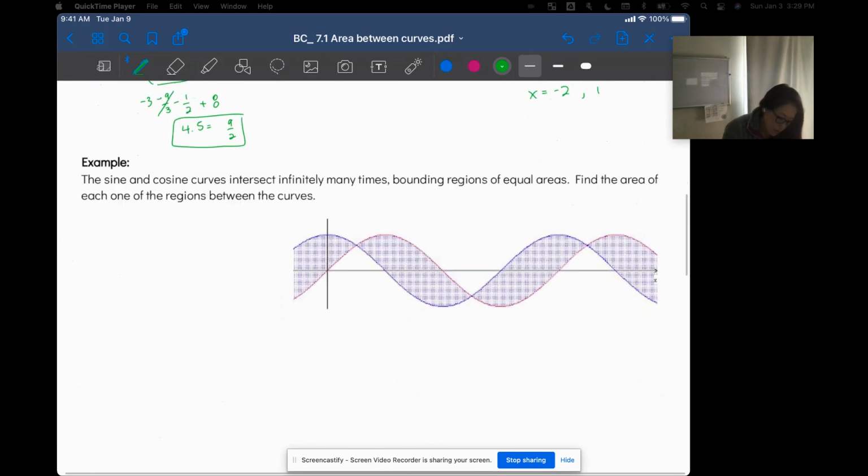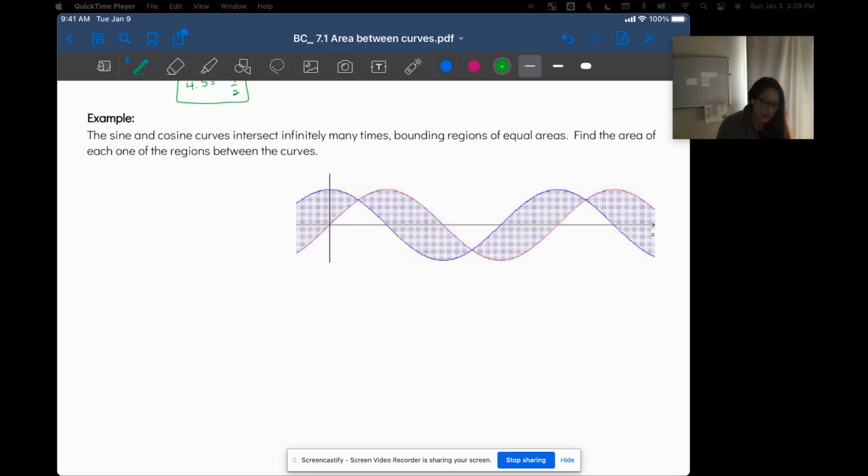All right, so the sine curves intersect infinitely many times, bounding regions, and each one of these bounding regions is equal in value. So we need to find the area of one of those regions so that we know the area for all the rest of the regions. I am going to find the area of this region right here because that seems like the easiest to me. So I need to first figure out where the curves intersect.